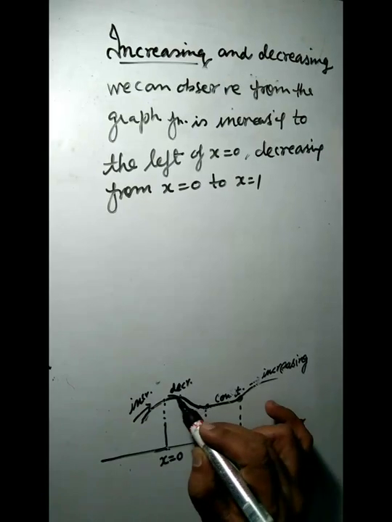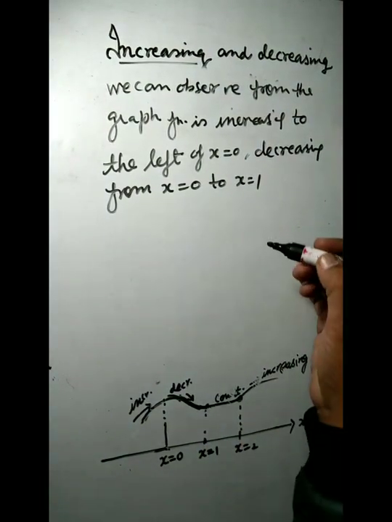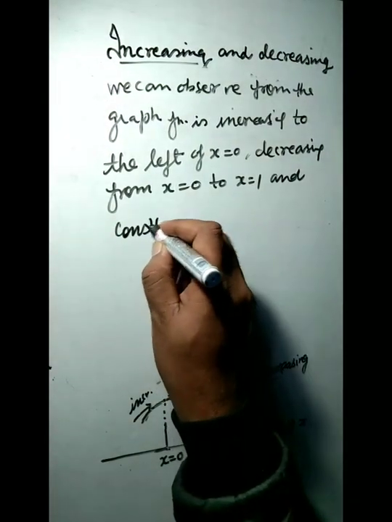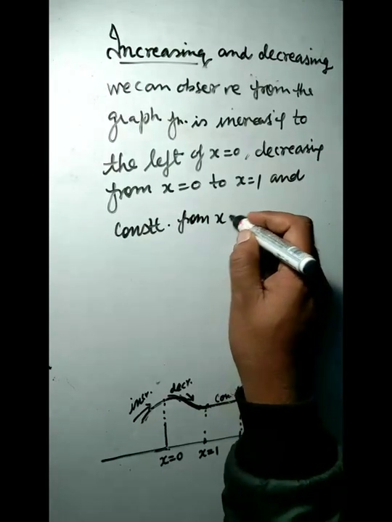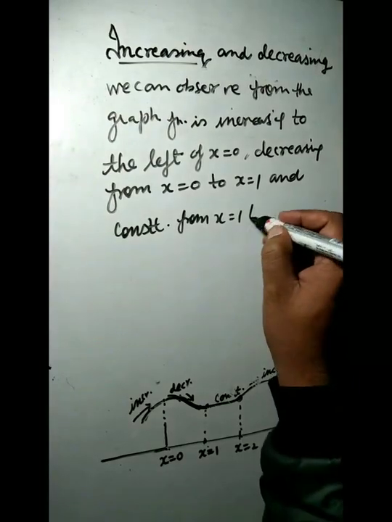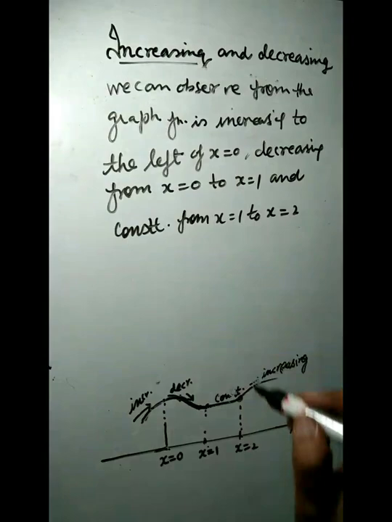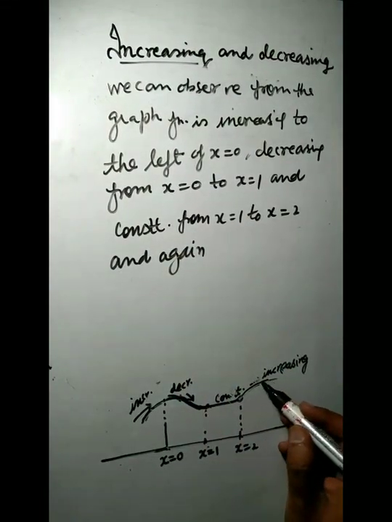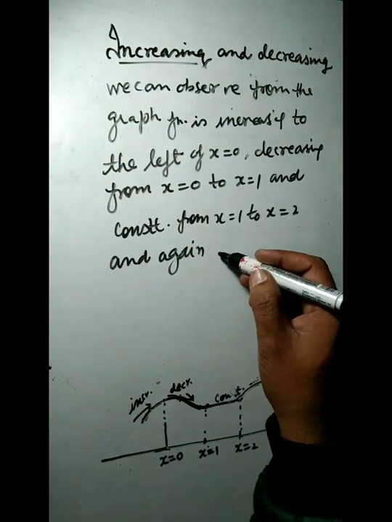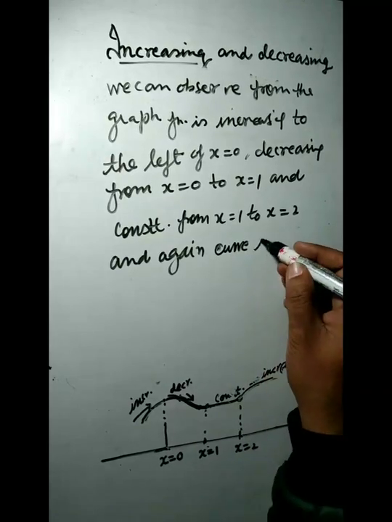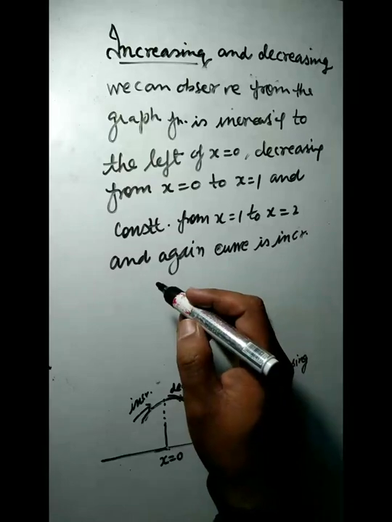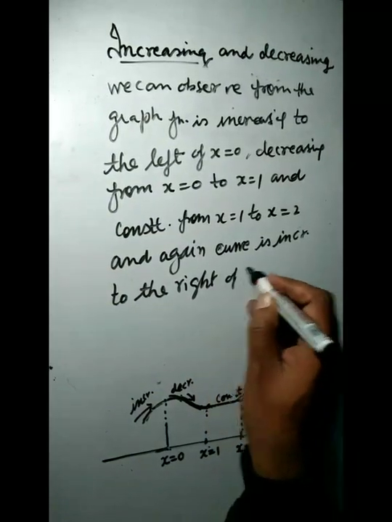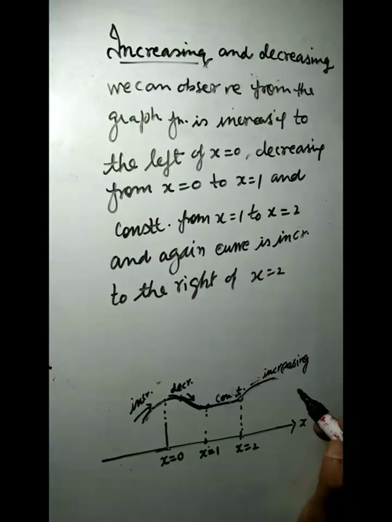The curve is slowly decreasing, and constant from x equals to 1 to x equals to 2, and again the curve is increasing to the right of x equals to 2. This is again increasing here.